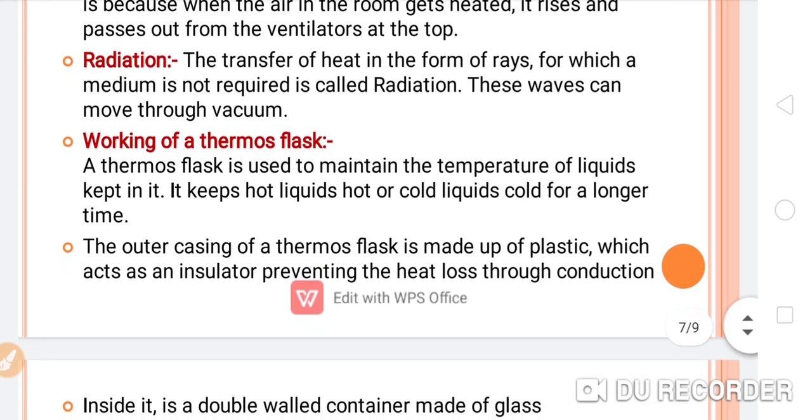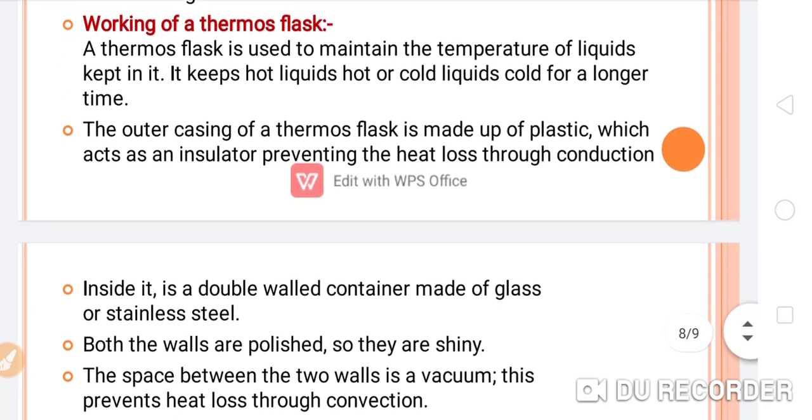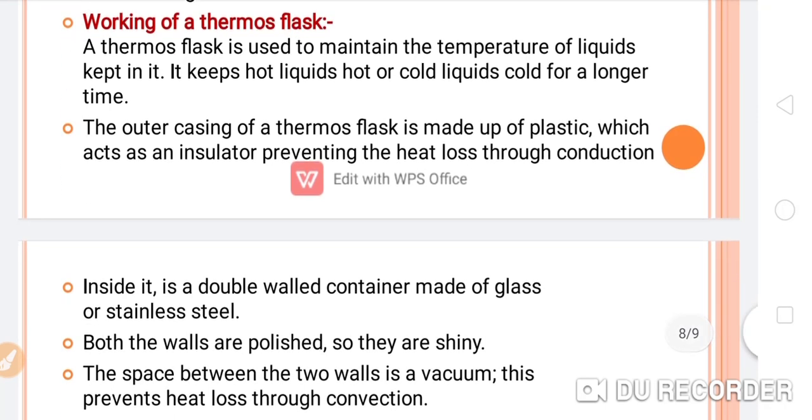So let's see the working of the thermos flask. The thermos flask is used to maintain the temperature of the liquid kept in it. It keeps hot liquids hot or cold liquids cold for a longer time. The outer casing of the thermos flask is made up of plastic, which acts as an insulator, preventing heat loss through conduction.